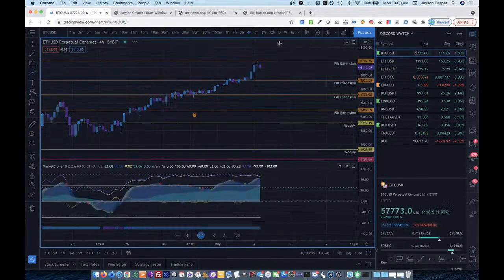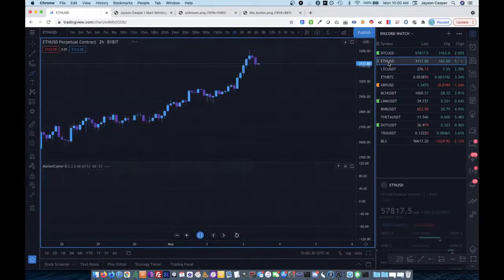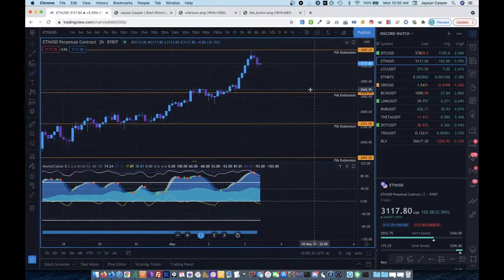Wait a second. Is this true? Bitcoin? No. I just got an alert that said Bitcoin printed a 2-hour green dot. That can't be true, but what in the world? This just looks so crazy.